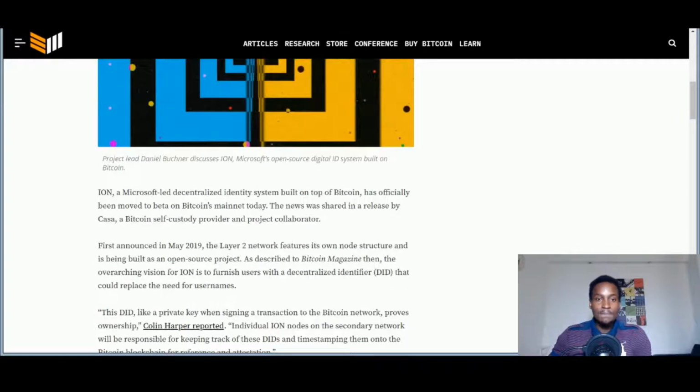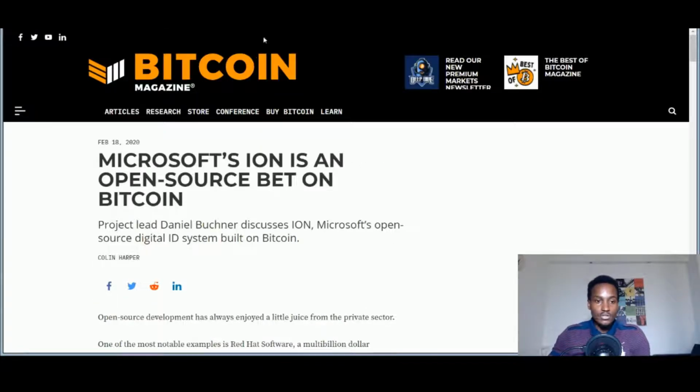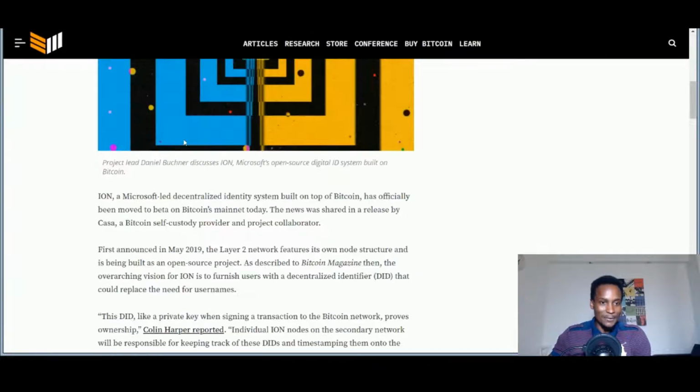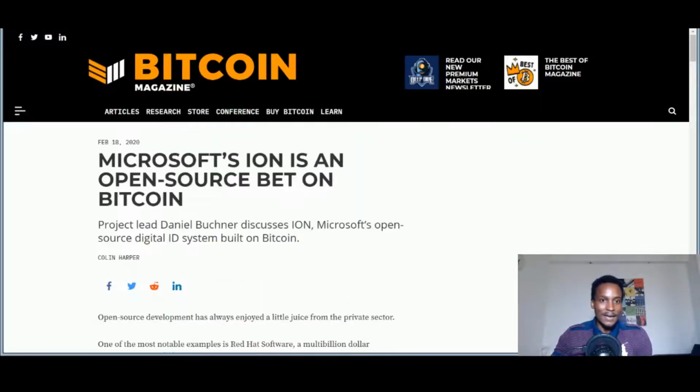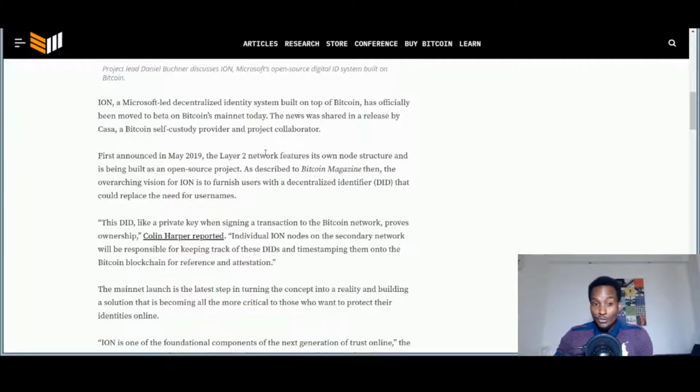So ION, guys, I know there's a later article here. Next is February, which is actually the later one compared to June 10th. What's happening to me? Okay. So ION, a Microsoft-led decentralized identity system built on top of Bitcoin, has officially been moved to beta on Bitcoin's mainnet today. The news was shared in a release by Casa, a Bitcoin self-custody provider. Now, there's a reason why this article was posted again, because it's very relevant.